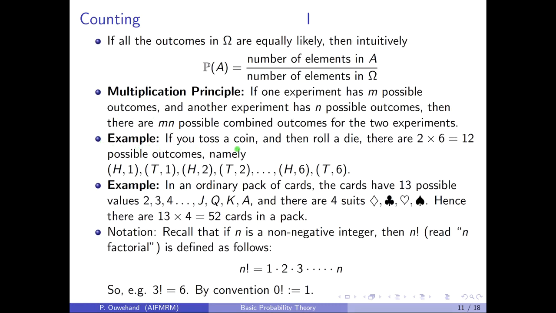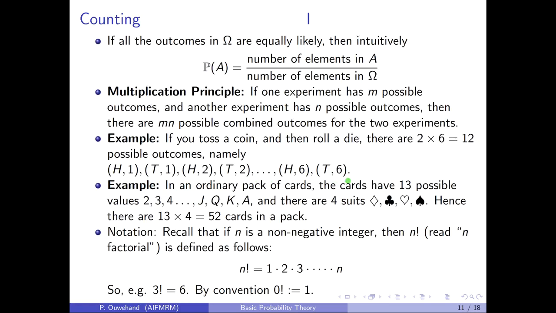Suppose you toss a coin and then roll a die. For the coin toss, there are two possibilities, heads and tails, and for the roll of the die, there are 6 possibilities, the numbers from 1 up to 6. And hence there are 2 times 6 equals 12 possible outcomes for the combined experiment of tossing a coin and rolling a die. And those possible outcomes are heads and 1, tails and 1, heads and 2, tails and 2, etc.